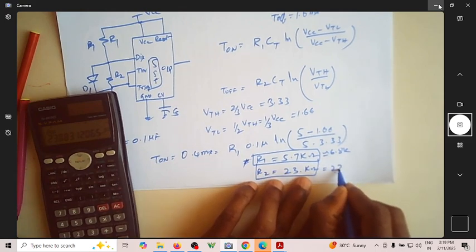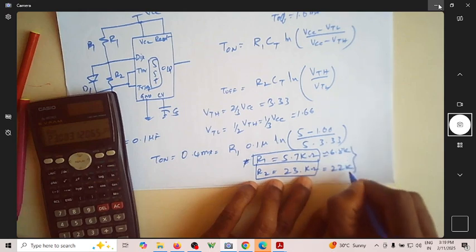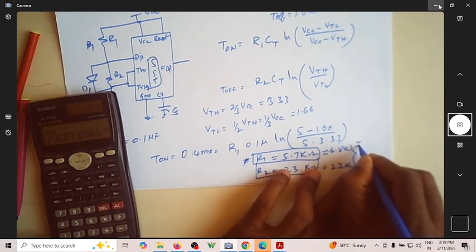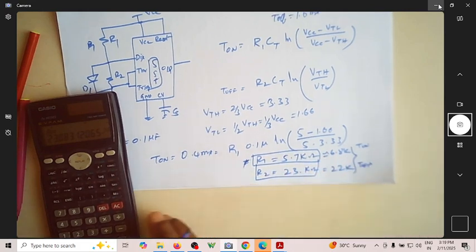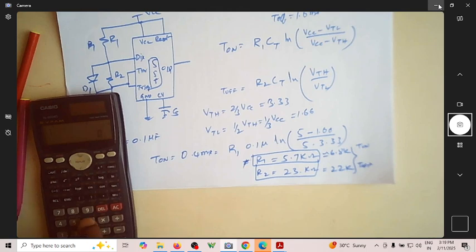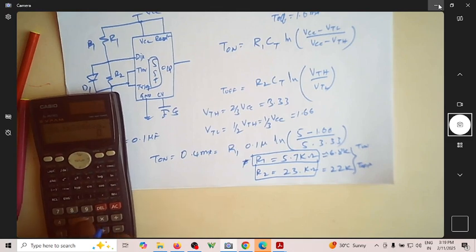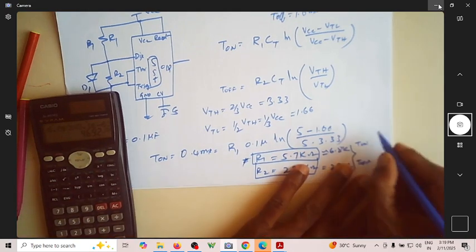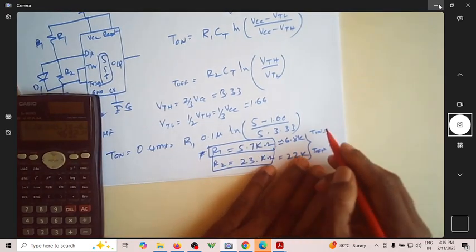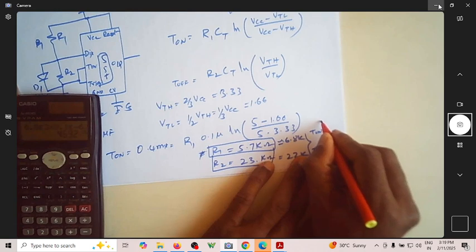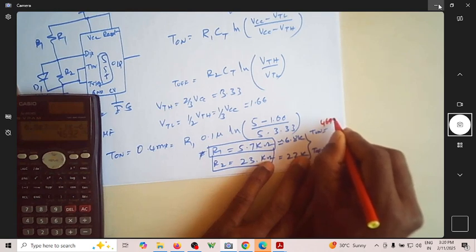You can use 22k. Find T on and T off correspondingly. So what will be T on? What will be T off? If you are using 6.8k, then it will be 6.8 times 10 to the power 3 into 0.1 times 10 to the power minus 6 into 0.69. So you will get, of course, a slightly increased on time, because this is more. How much you'll get is 469 microsecond.